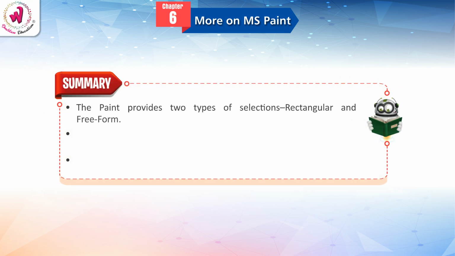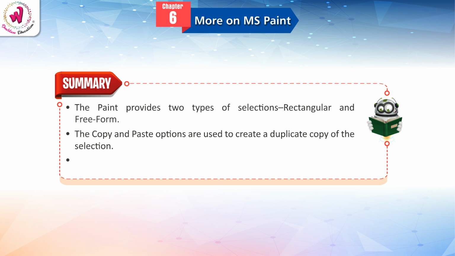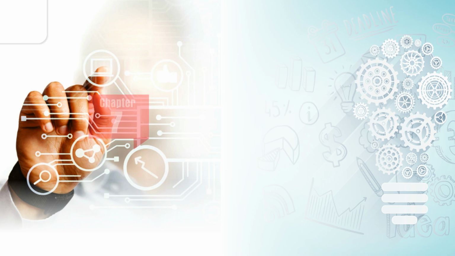Summary: Paint provides two types of selections, rectangular and freeform. The copy and paste options are used to create a duplicate copy of the selection. The cut and paste options are used to move the selection.